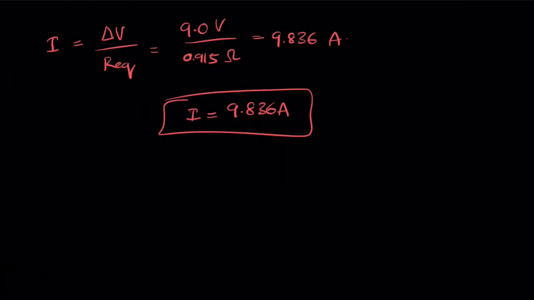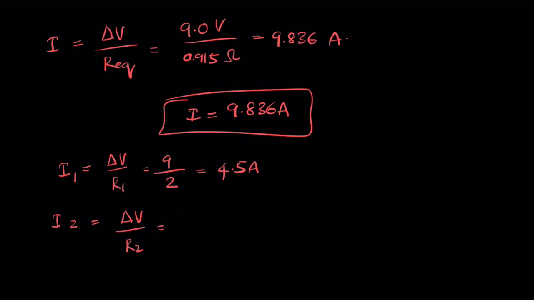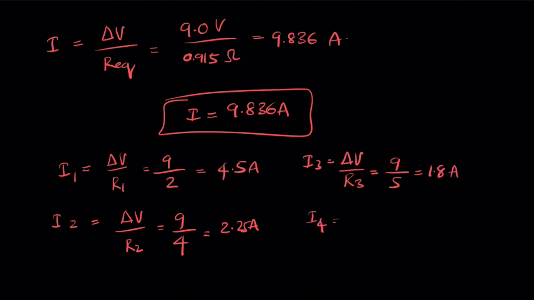Now, for the other way, we calculate I1, which is delta V by R1, which is 9 over 2, so 4.5 amps. I2 is delta V by R2, which is 9 by 4, so 2.25 amps. I3 is delta V by R3, so 9 by 5, which is 1.8 amps. I4 is delta V by R4, which is 9 by 7, so 1.286 amps.